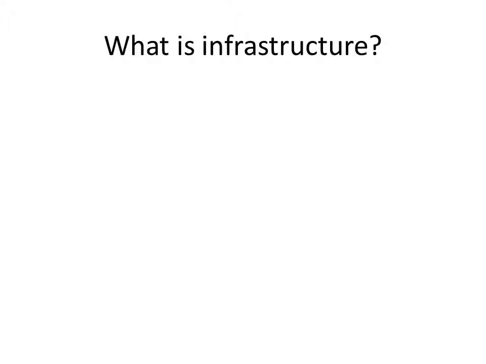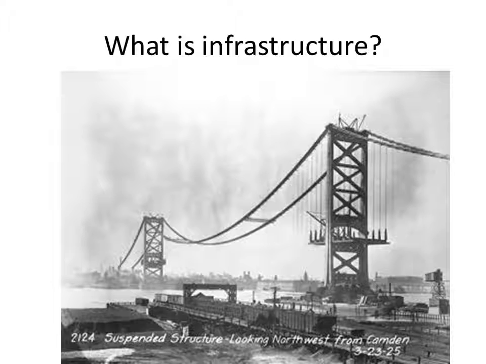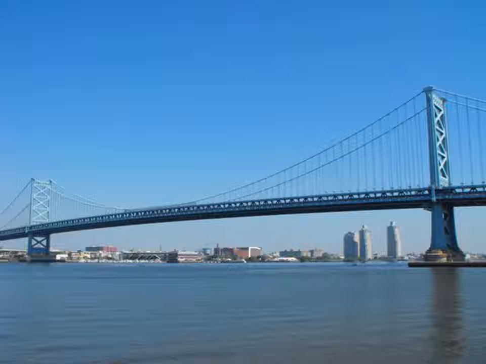Infrastructure. What is infrastructure? What are some examples of infrastructure? So bridges, roads, highways, these are all examples of infrastructure. They help businesses conduct business more efficiently. For example, this is a picture from 1925 of the Benjamin Franklin Bridge under construction. Prior to this, cars and people used to go across the Delaware River by ferry, which is fairly inefficient. Now, with the modern bridge, cars go across the bridge from New Jersey to Philadelphia quite quickly.